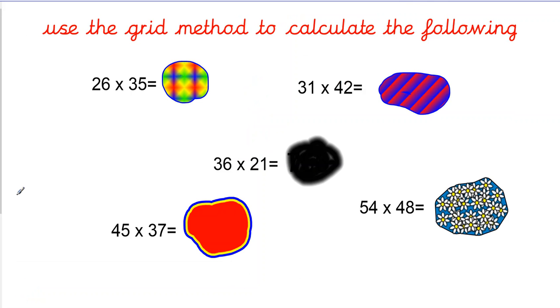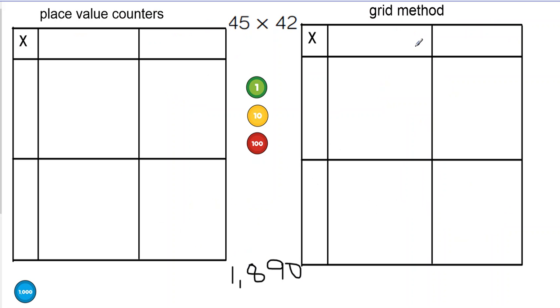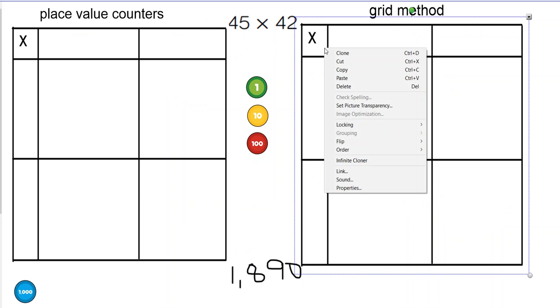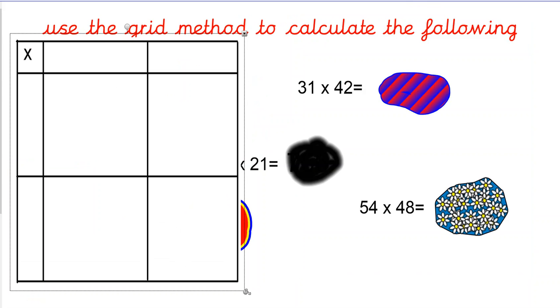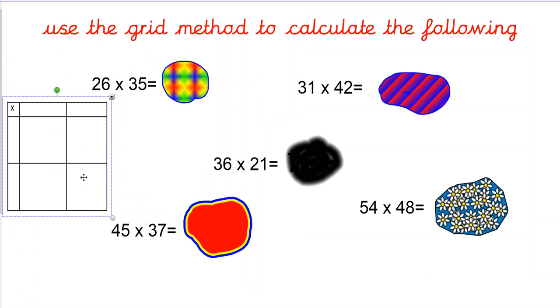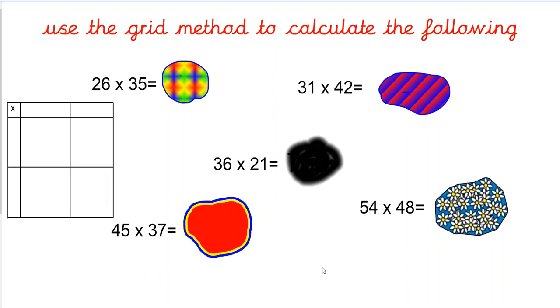So children, using a piece of paper and a pencil, I want you to have a go at these 5 calculations. You can draw them using a grid method. So what I might do is I might just copy that there to help and pop it over here. You're going to draw them using the grid method and you're going to work out the answer for each of these. So you need to pause the video while you're doing that, and then when you're ready, I'll show you the answers and you can mark your work.